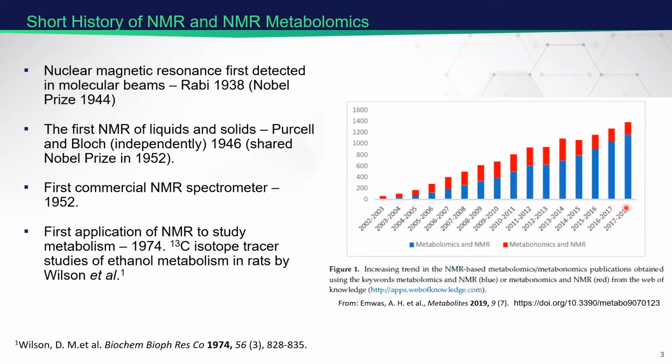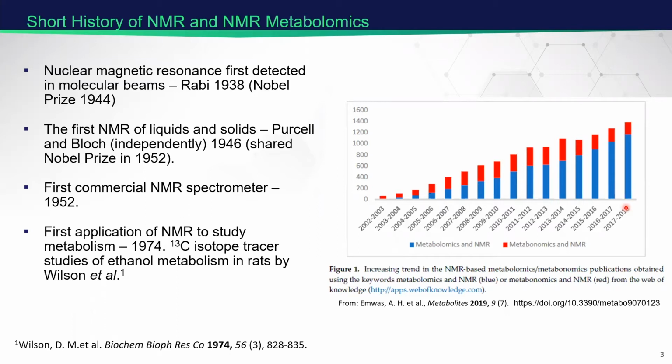Nuclear magnetic resonance was first detected in molecular beams by Isidor Rabi in 1938, and he received the Nobel Prize for that in 2004. The first NMR of liquids and solids was performed by the research groups of Edward Purcell and Felix Bloch, who did so independently in the same year, 1946, and both shared the Nobel Prize in 1952. That was the same year the first commercial NMR spectrometer hit the market.